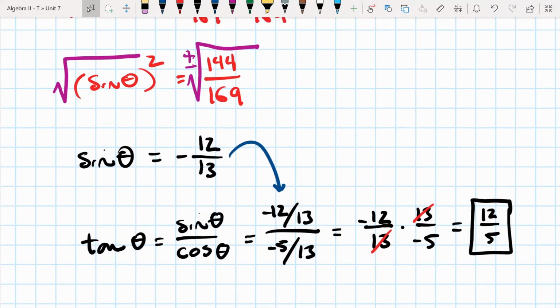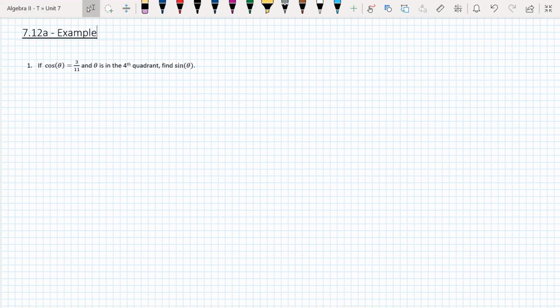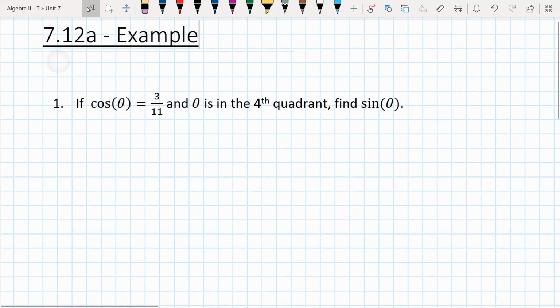Okay, so the value of tangent is 12 over 5. All right, let's go through another example problem. Example 1. This one's going to be a little bit easier because we're finding sine instead of tangent. We want to find sine, given that cosine is 3 over 11 and we're in the fourth quadrant.